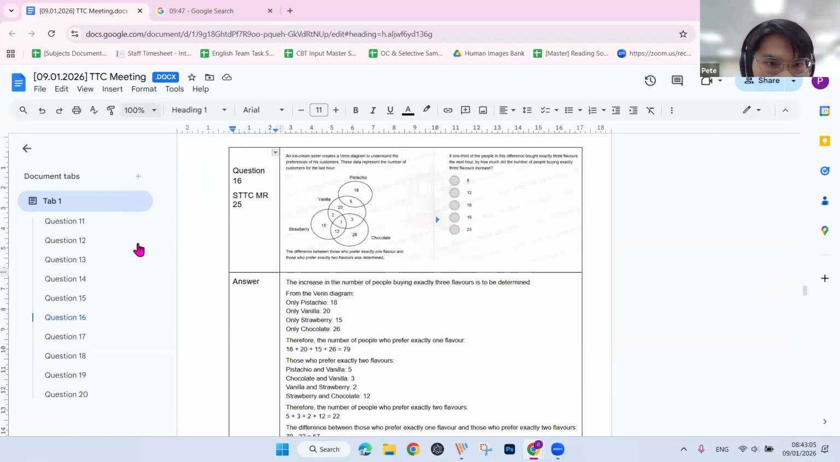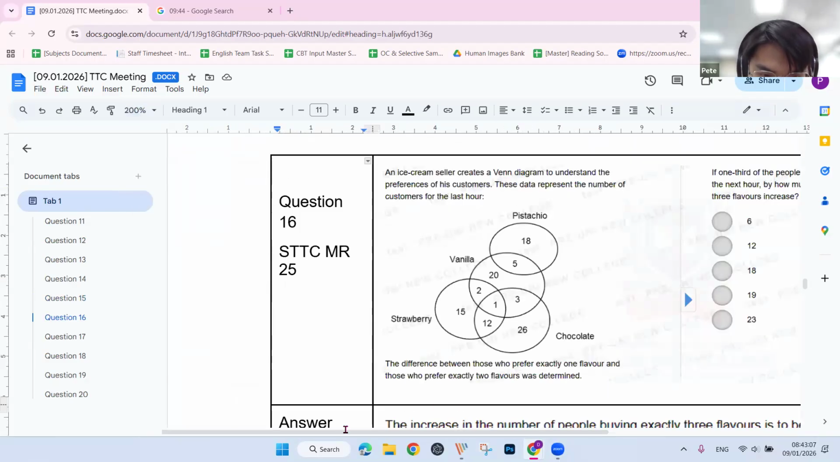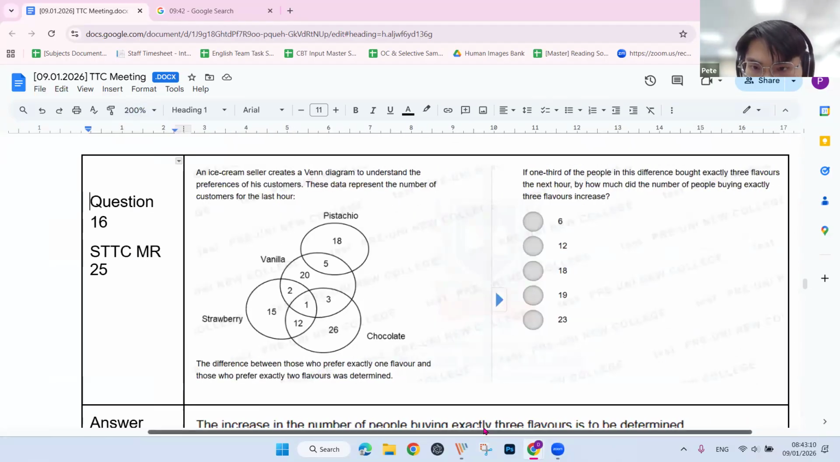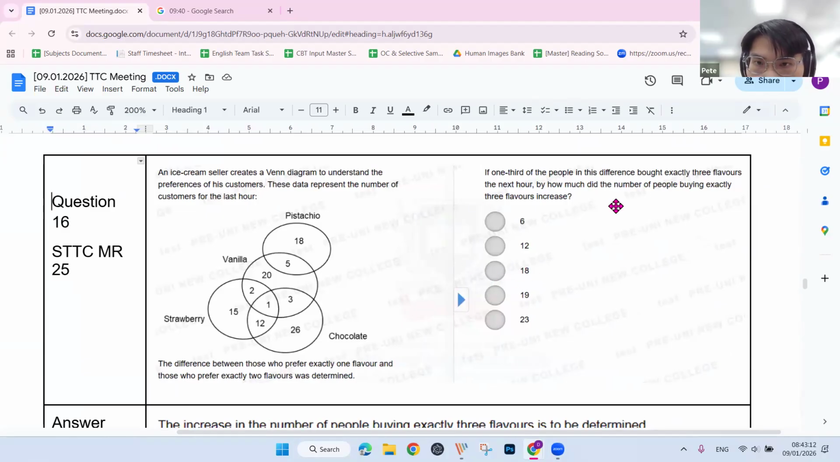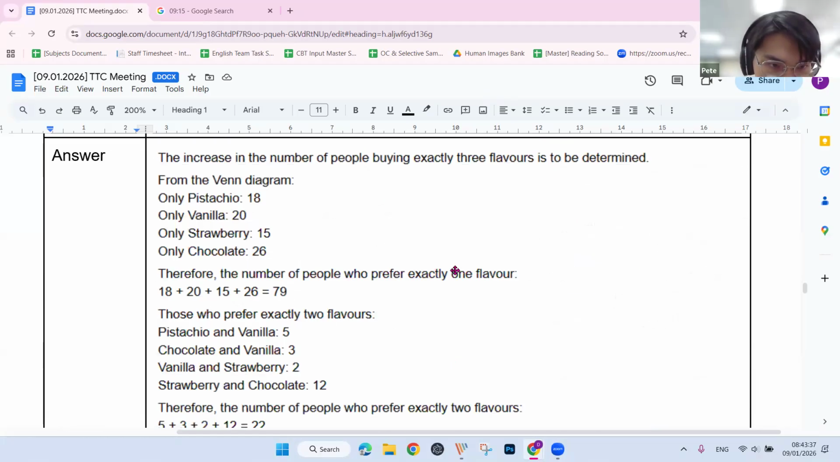So we move to the next question. This question is the Venn diagram. This question is asking if 1/3 of the difference between the people who prefer exactly one flavor and the people who prefer exactly two flavors bought exactly three flavors, how many does the number of people in exactly three flavors increase?